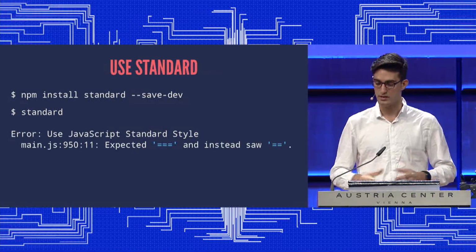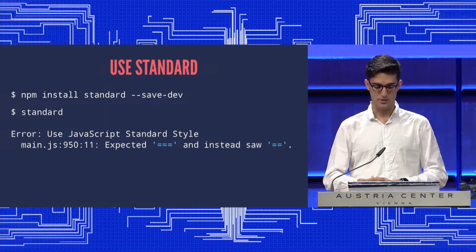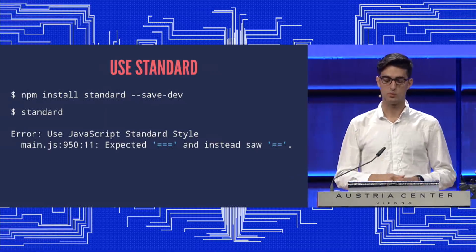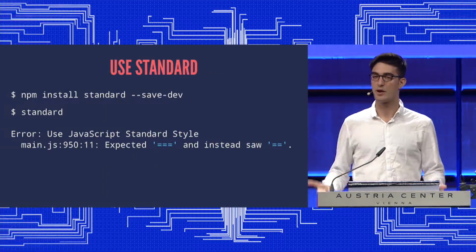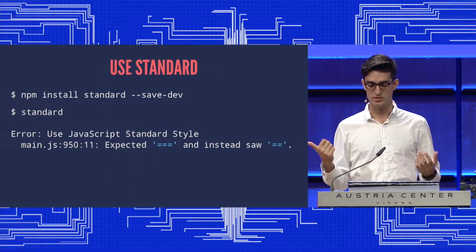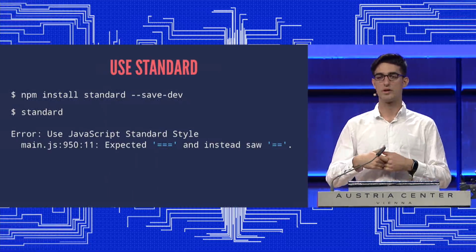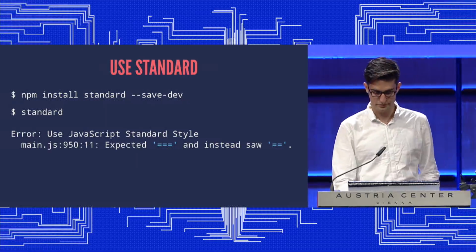So here's how you would use it. You just install it, and then you just run it. And you'll get output like this that tells you whether your code passes or not. So I think this is the quickest, easiest way to get up and running with a linter if you don't want to install multiple packages and you don't want to figure out the configuration of every single rule. You can just do this, and you'll get some good defaults.